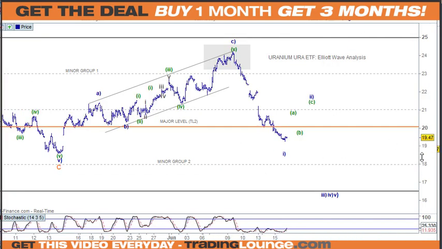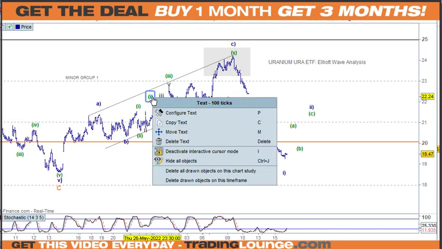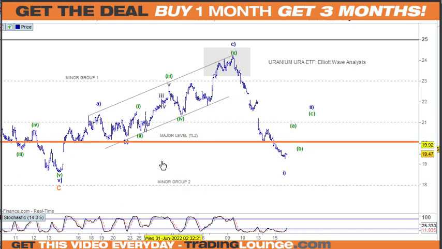Okay, the last one is uranium. So this move up through here is a corrective pattern. We've tracked all that up, we've turned it inside out, we did all the right things with it, but unfortunately it's just corrective, and that means it needs to take out this low here at some point.